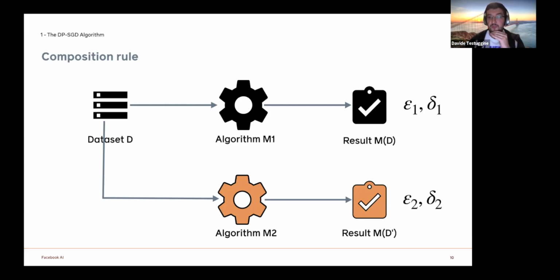So one question is, what would be the new privacy budget if we group these two as a single mechanism? What's the cost of that? And the answer is, again, remarkably simple. You just sum the epsilons and you sum the deltas. So this allows us to analyze repeated applications of this.